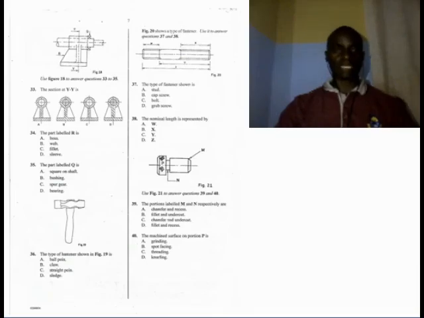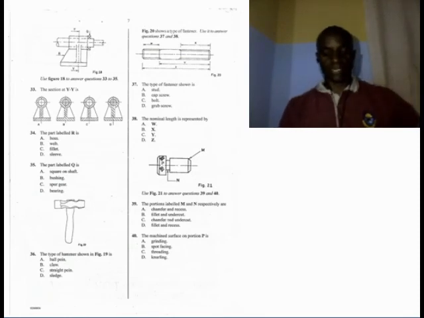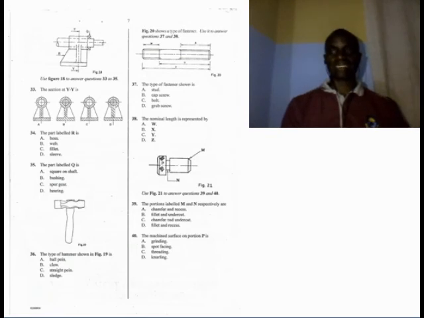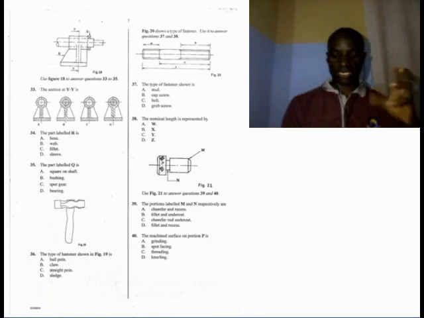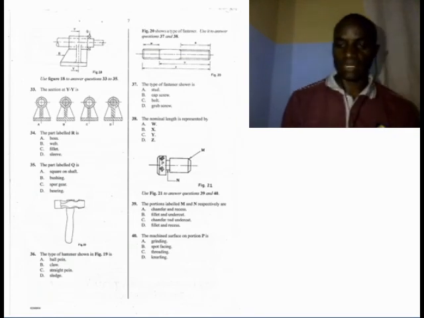Then question number 36. The type of hammer shown in figure 19 is A, ball pein, B, claw hammer, C, straight pein, D, sledge hammer. The correct answer is C, straight pein, not ball pein. There's no ball at any part of the hammer.